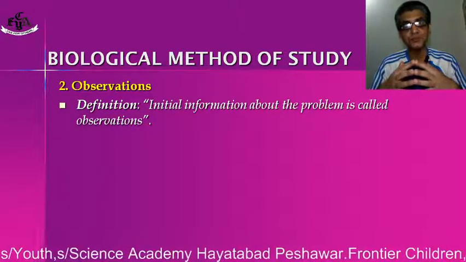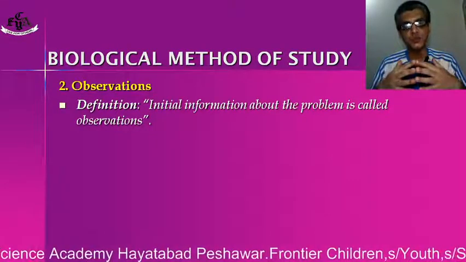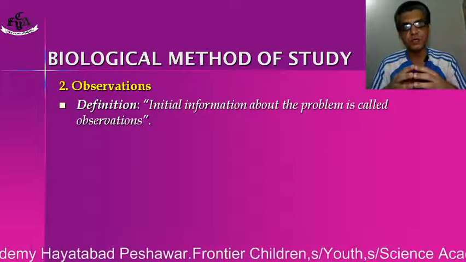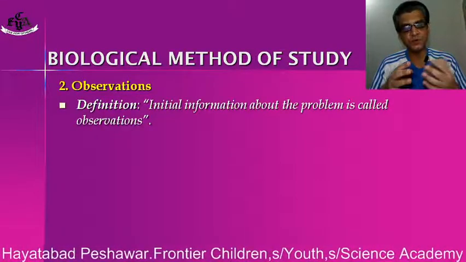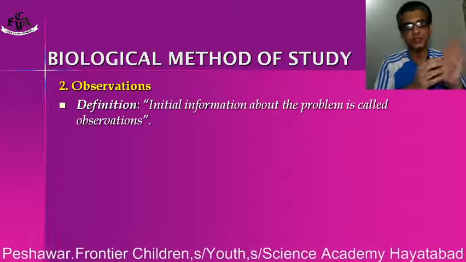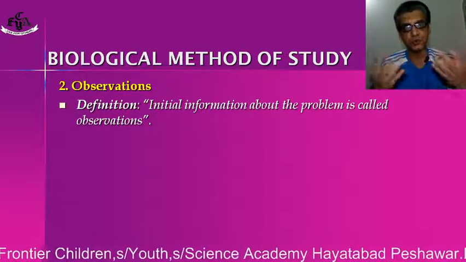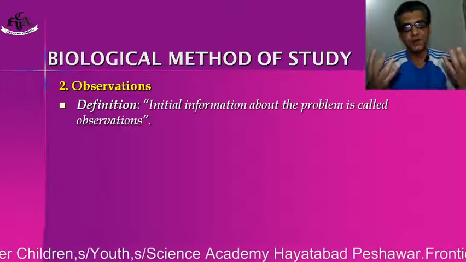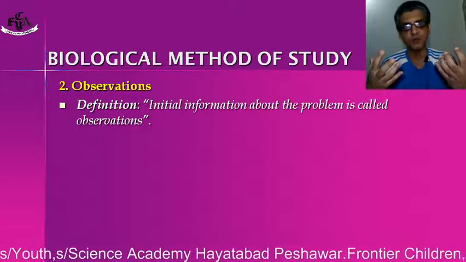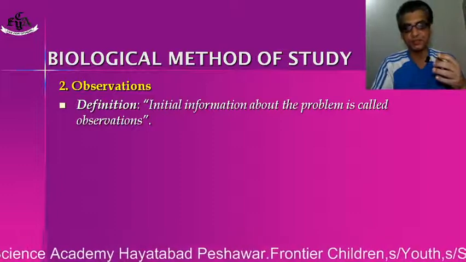But usually some instruments and devices are used for strong observation. For example, if you can't see the microorganisms present on this surface or on this hand, so you use the microscope, electron microscope. So the devices are used to help in the collection of strong observations.